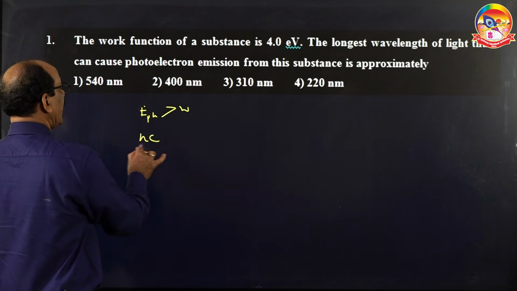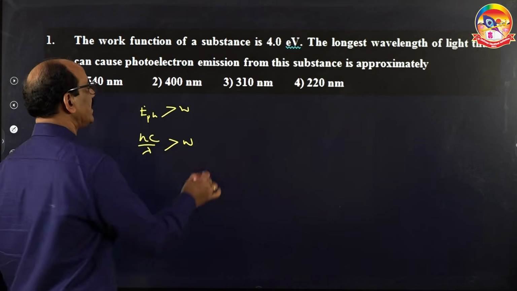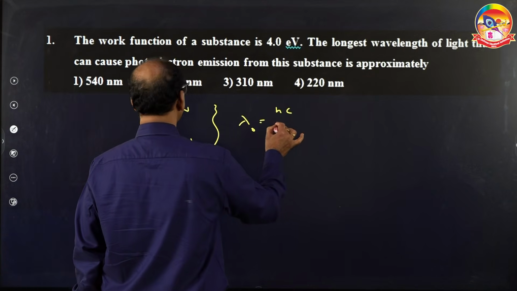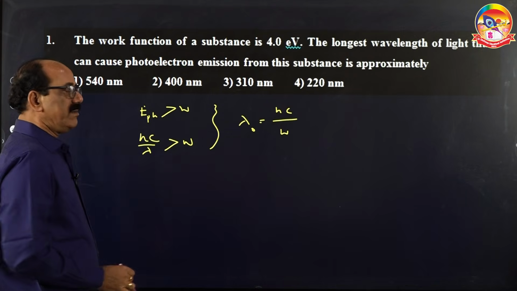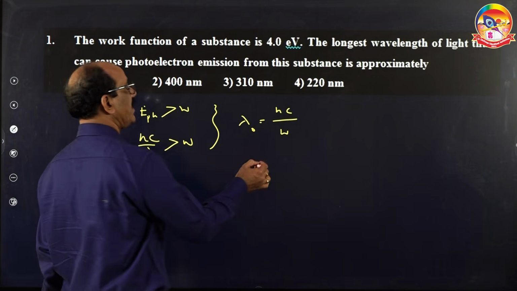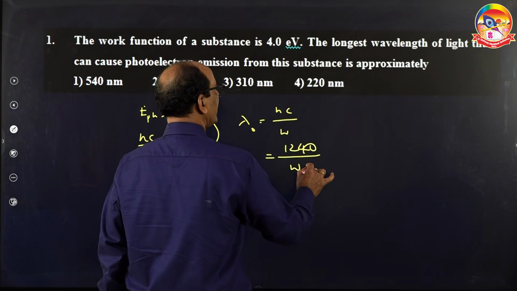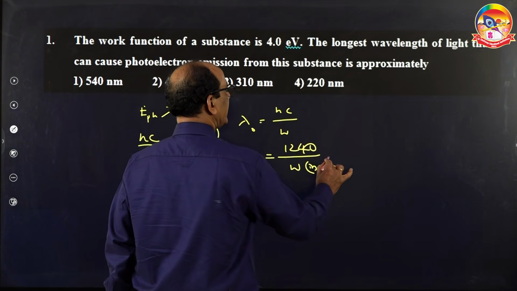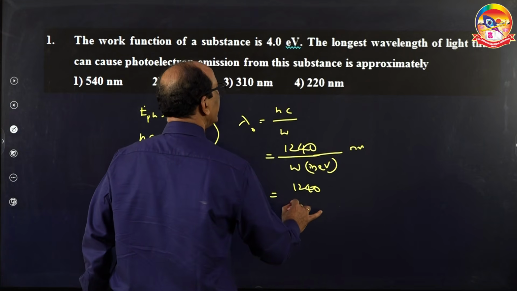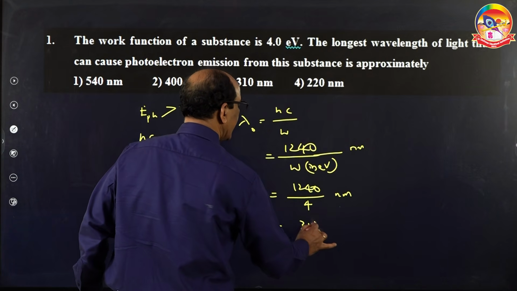That is, hc by lambda should be greater than work function. When you say this lambda is the maximum wavelength, that happens to be the threshold wavelength, it is hc by work function. But when the work function is given in electron volt, we can go for an approximate relation like 1240 by work function taken in electron volt. We get this in nanometer. So therefore, it is 1240 divided by 4 nanometer, that happens to be equal to 310 nanometer.